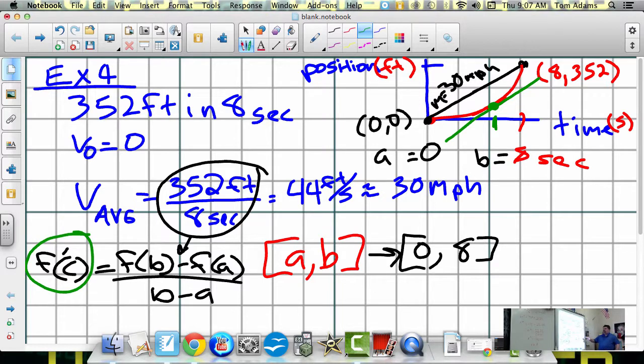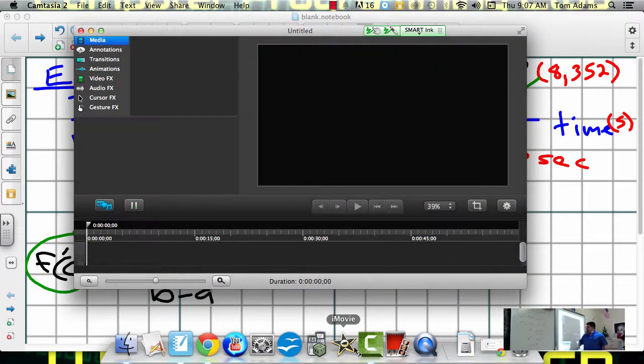Does anybody have any questions about that? Does that kind of make sense to you guys? Okay. That's all they wanted us to do, is how do you take that mean value theorem and apply it to the real world? Okay. So that's it for that one.